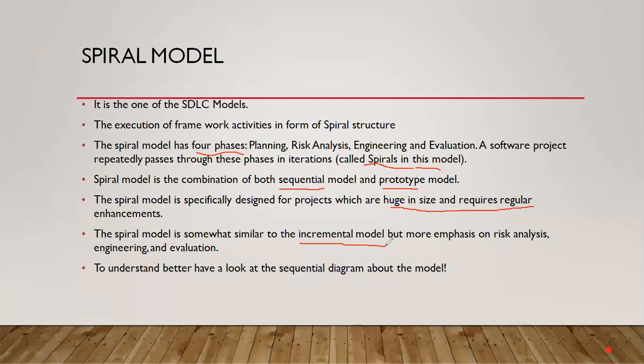In the incremental model also, we execute the activities in a linear manner, which means sequentially, for one module. And if we move to the second module, again we start the execution from phase 1 to phase 5. And for module 3, we again start from phase 1 to phase 5. Like that, each and every time in this incremental model also, the phases are executed repeatedly.